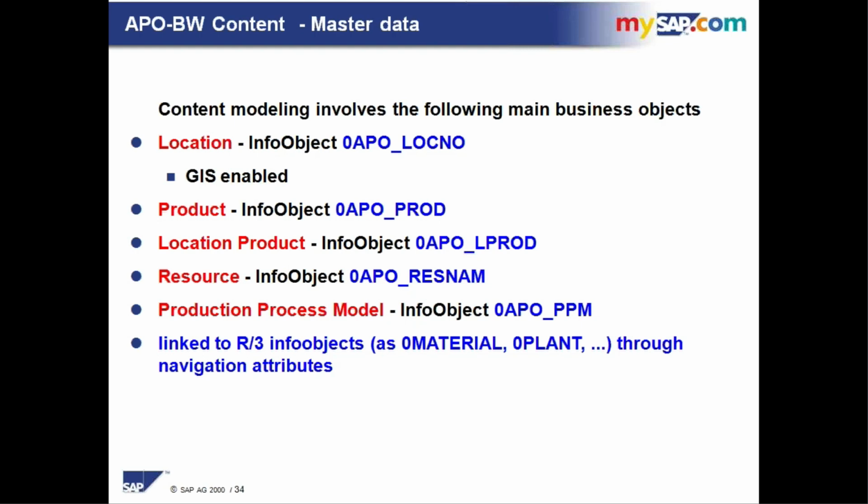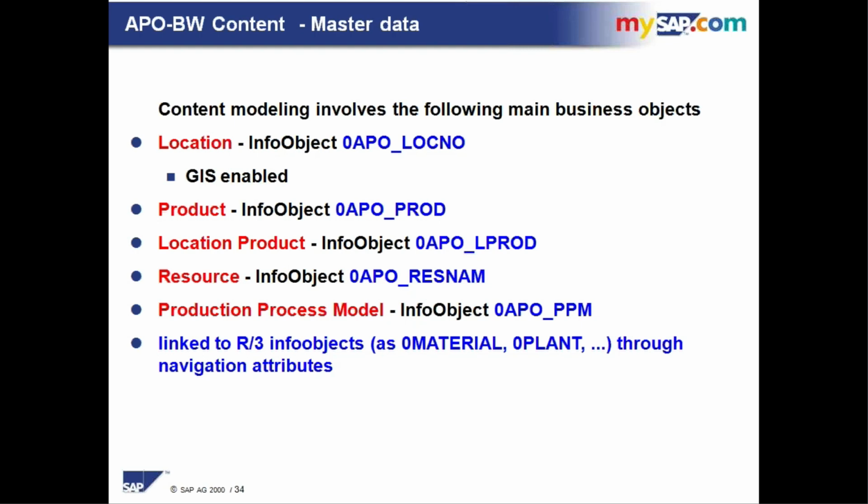Yeah. Okay. And when we are creating the MPAS and planning area, we have seen that whatever starts with zero are BW characteristics and BW key figures. Whatever starts with 9 are the APO characteristics and APO key figures. So these are the technical names for the info objects, like location, 0APO_LOCNO, and product, 0APO_PRODUCT. These are the technical names for the info objects, nothing but characteristics.